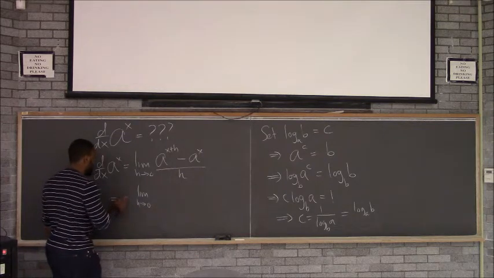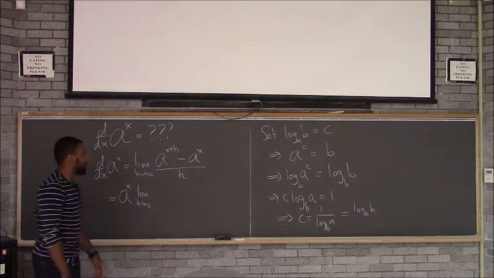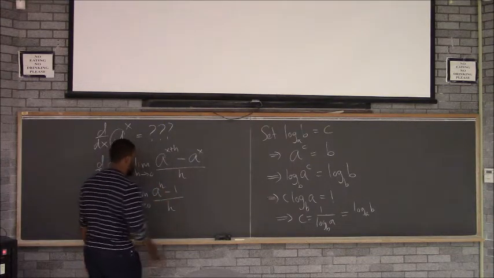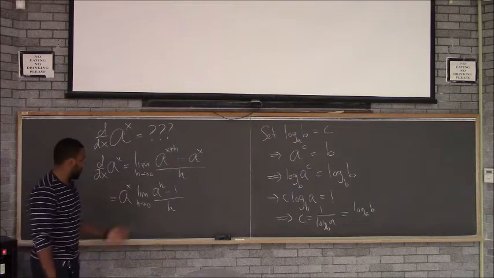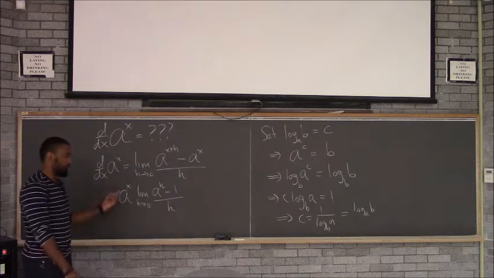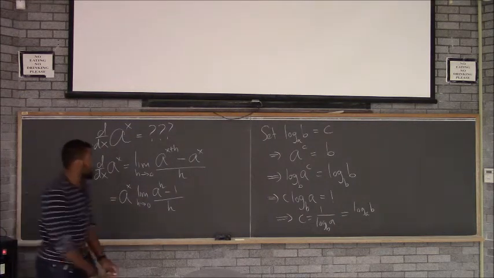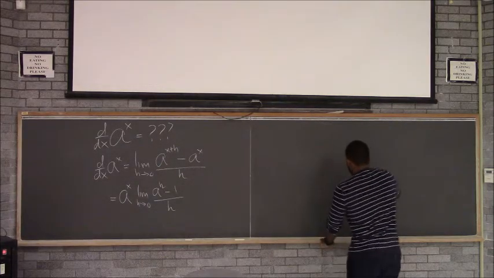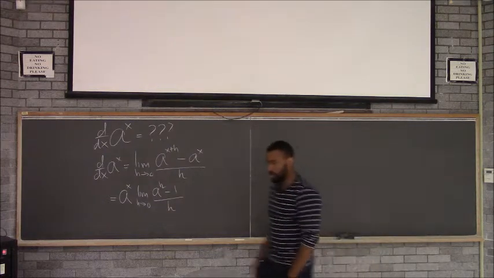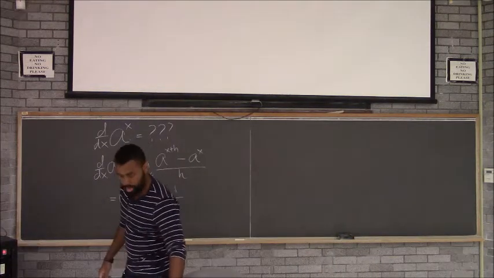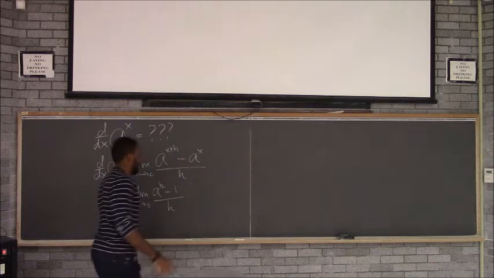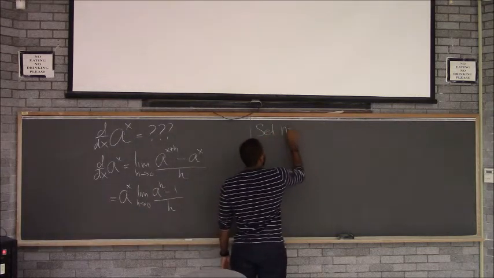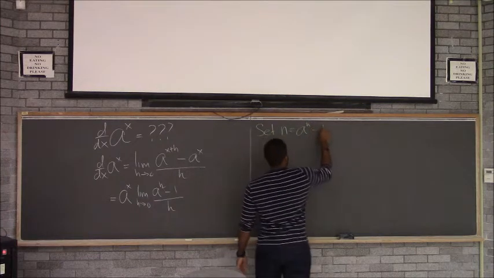So by a limit rule, I can factor this outside the limit, and then I'd be left with a to the h minus 1 over h. So now, if I can figure out what this limit is, I'll be able to tell you what the derivative of this thing is. And so, to that end, I'm going to do a change of variable. What I'm going to do is set n equals a to the h minus 1.